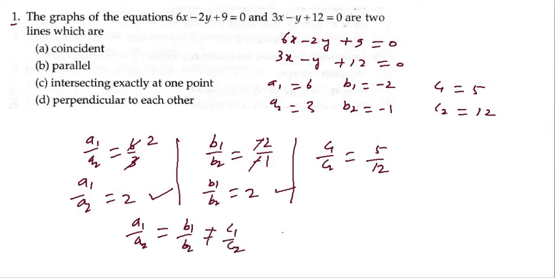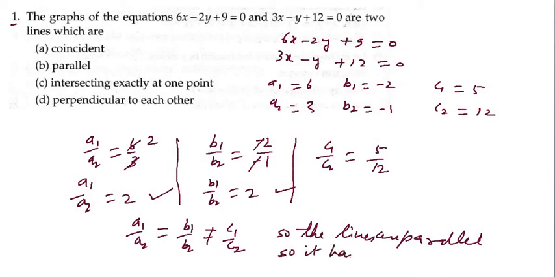So the lines are parallel, because there is no solution. इसका कोई भी solution नहीं होगा. So it has no solution. Parallel line में ही solution नहीं होता है. So B option is the correct option.